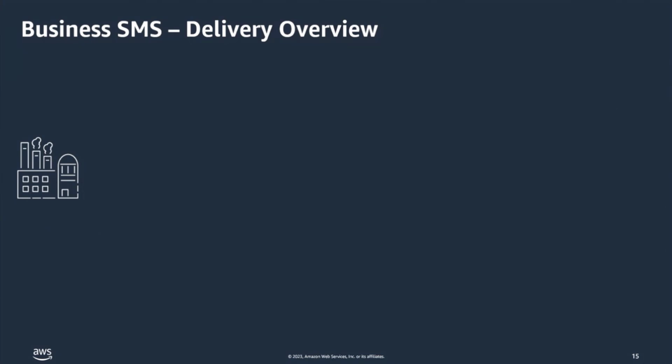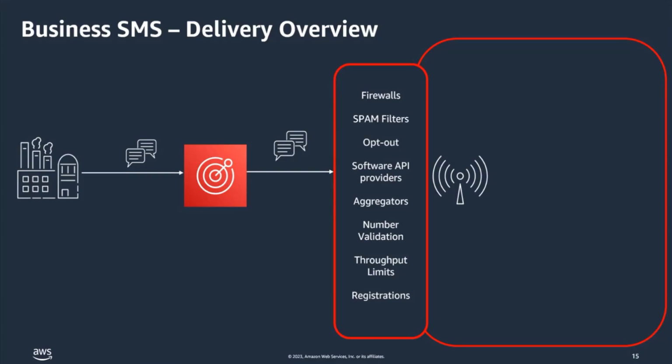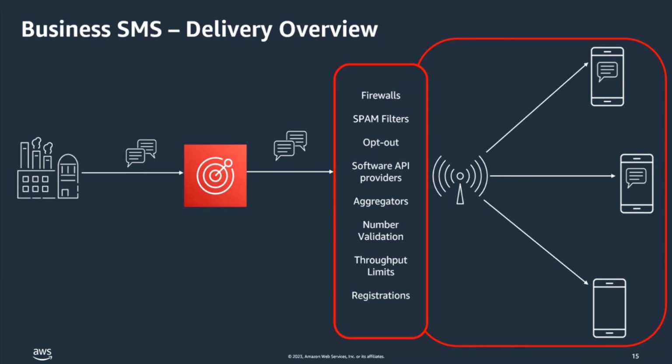Let's look a bit deeper into what actually happens when a business SMS is sent out and attempted to be delivered. There's multiple communication points. These occur between, for example, the enterprise and Amazon Pinpoint. And then the key component is between Pinpoint and the telco carriers. There's a lot of hurdles that need to be jumped to get through to the actual handset, be it various firewalls, opt-out lists, is the number valid, various throughput limits, and also these registrations we talked about. So once these are achieved, the SMS is then sent to the end user.